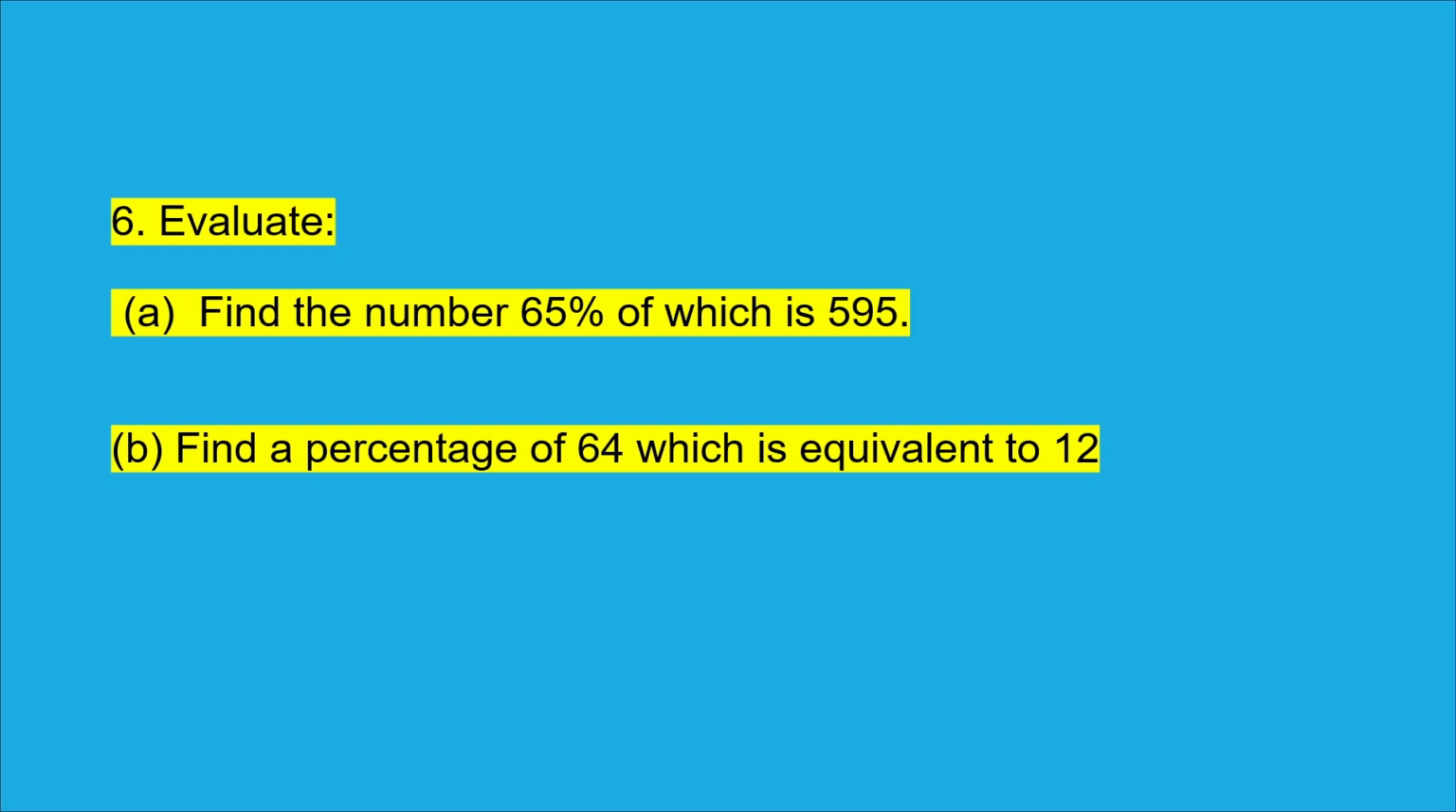In evaluating, we find the value of, that means that 65% of which is 595, and part B, a percentage of 64 which is equivalent to 12. What do you do?